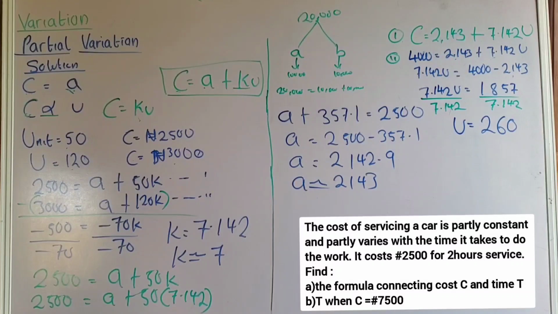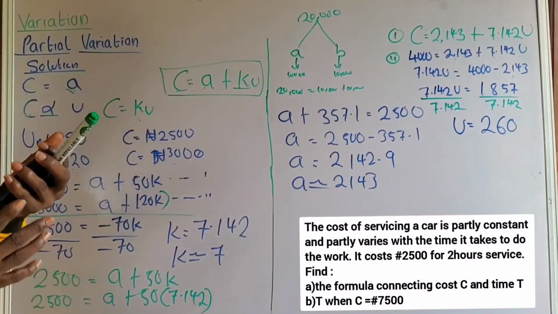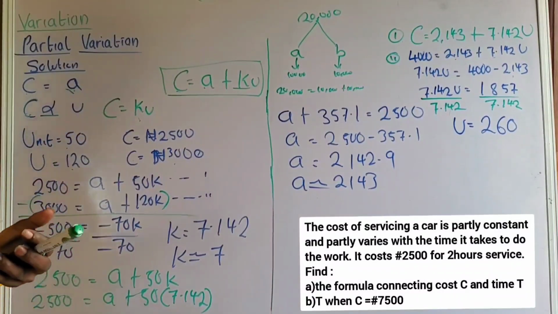The cost of servicing a car is partly constant and partly varies with the time it takes to do the work. It costs 2,500 naira for 2 hours service and 4,000 naira for 3.5 hours service. Find the formula connecting the cost C and the time T. And the second question under that question, we are asked to find T when C equals 7,500 naira.